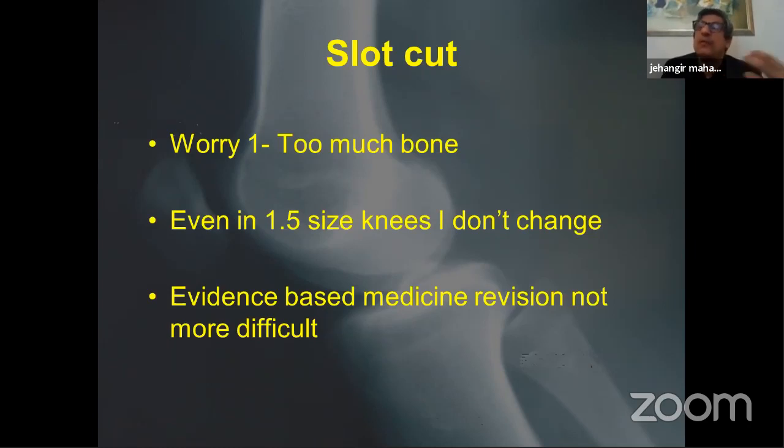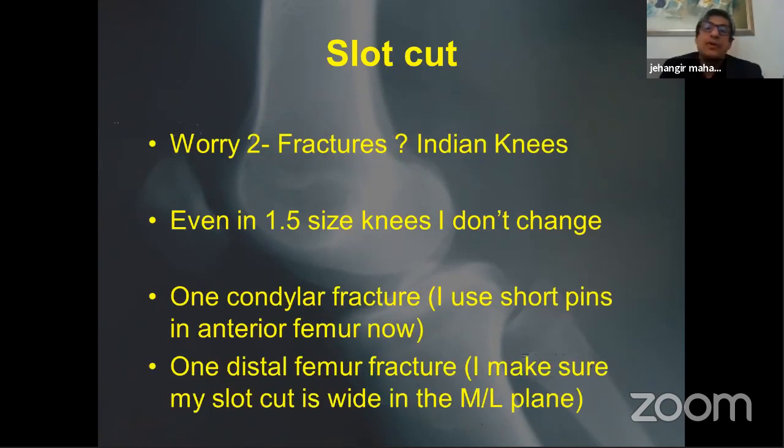And when we come to revision, there's no evidence that when we are doing a revision of those CR knees, we would use less of a sleeve or more of a sleeve. That depends on your osteolysis, where you have it. So from the bone loss perspective, I do it in my smaller knees. Second is a worry about fractures. Yes, it may be there, but as I said, in my smaller knees, I don't change.